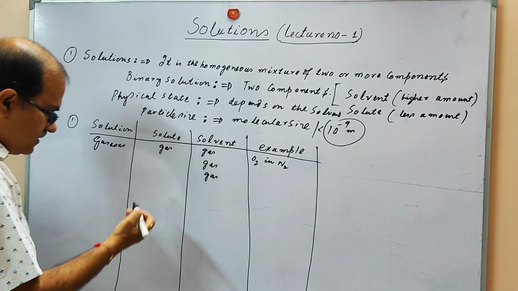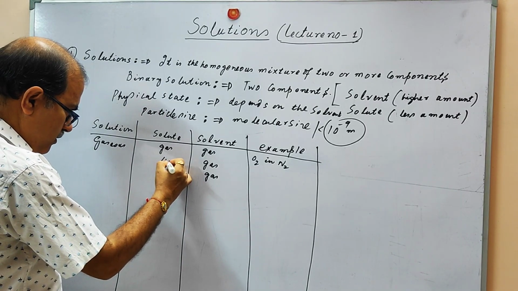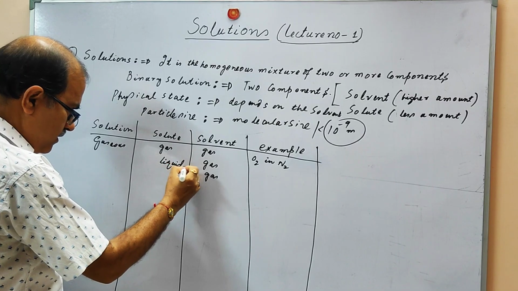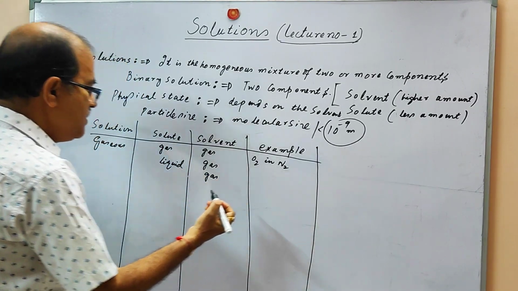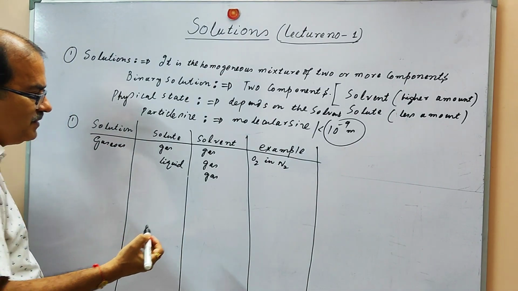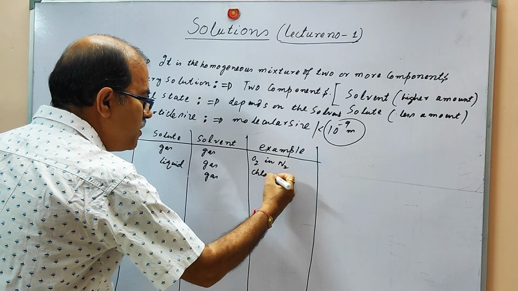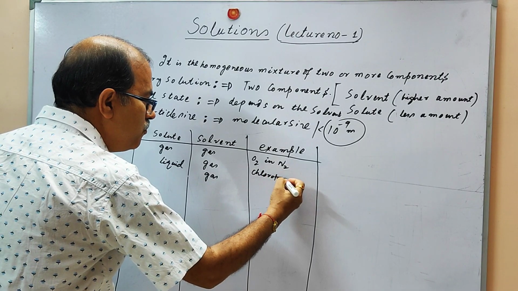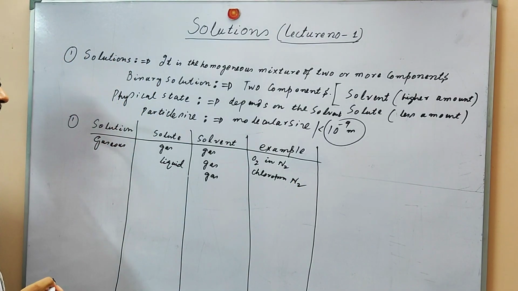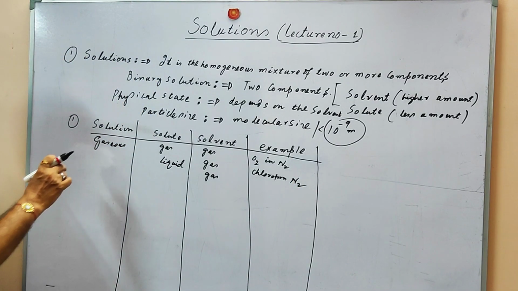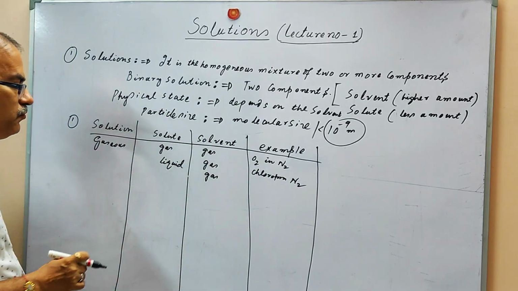Also, a gaseous solution can be liquid in gas, which is another classification. An example of liquid in gas is chloroform mixed with N2. This is also an example of a gaseous solution, and here the solute is a liquid.